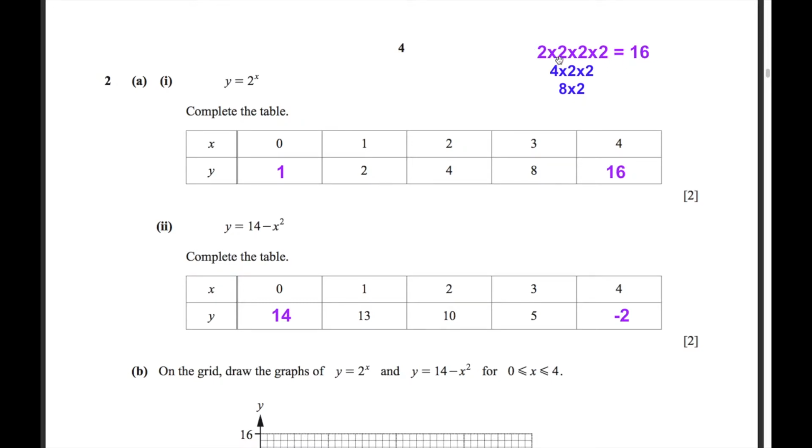So you could take these two, it gives you a 4. And then 4 times 2 is an 8. And then 8 times 2 is 16.